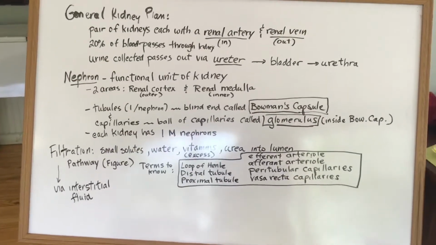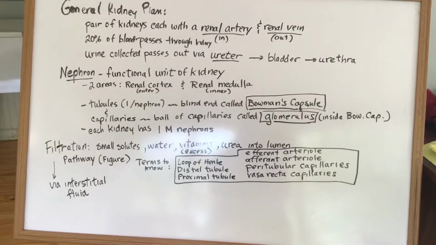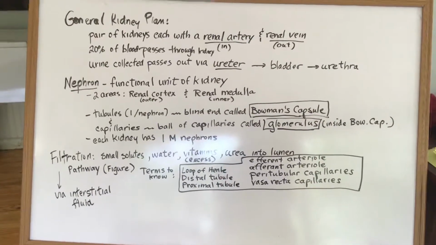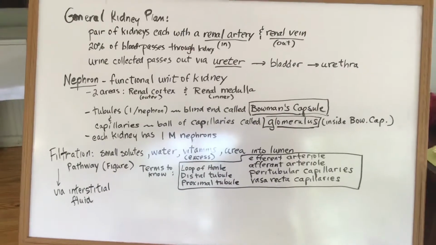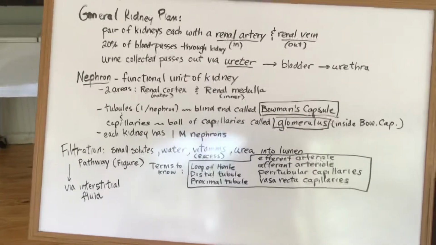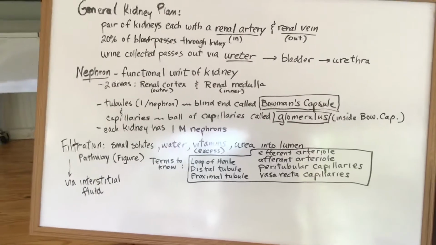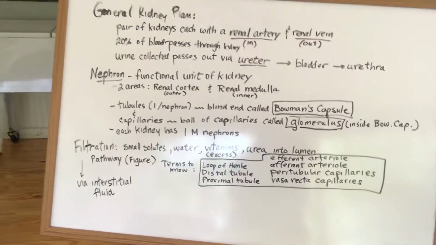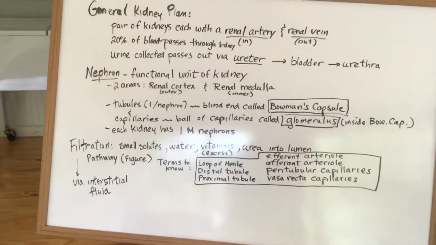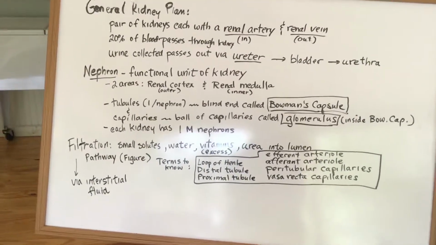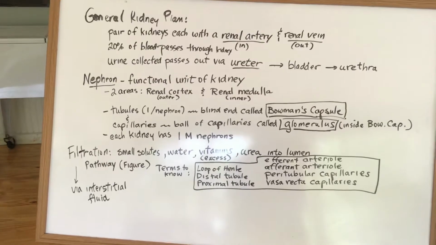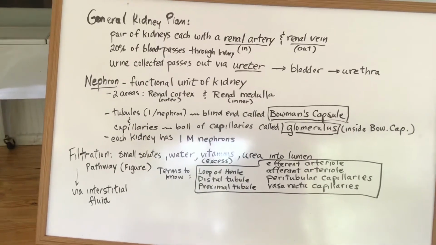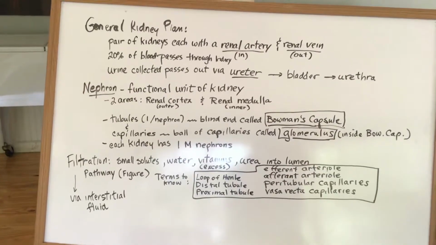And urine is collected and passed out of the ureter, which then goes into the bladder where it can be held for a little while, and then out the urethra. A nephron is one functional unit of the kidney, of which there's like a million of them in one kidney. There's two areas. There's the renal cortex, which is the outer part, and the renal medulla, which is the inner part. There are tubules, one per nephron. They have a blind end called the Bowman's capsule.